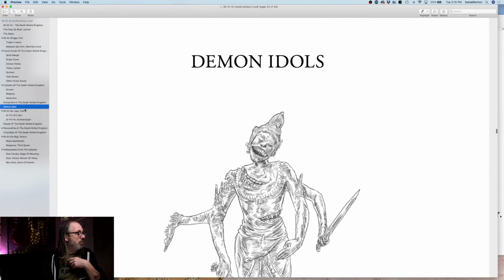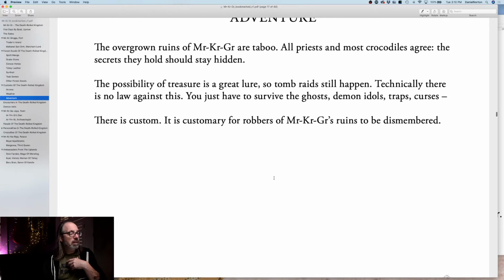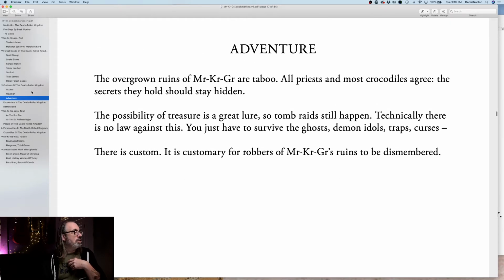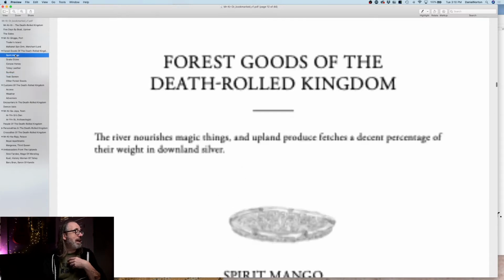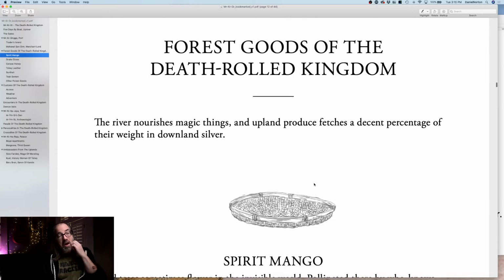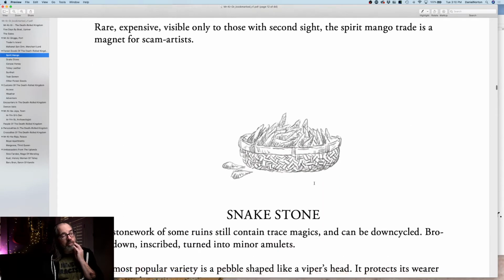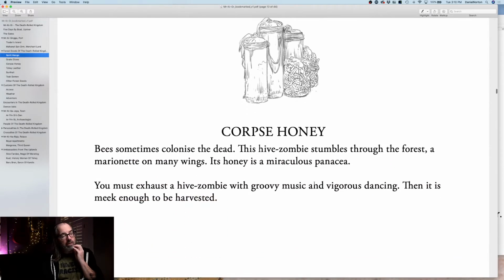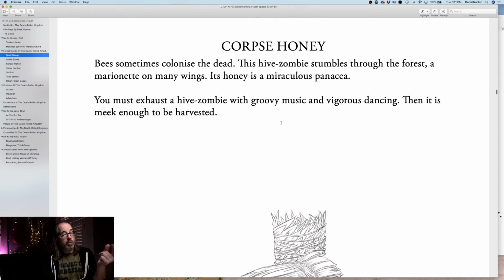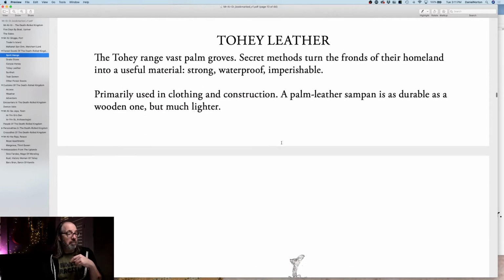So maybe I will do, I have a demon idol already. I'm starting to use the stuff up now. We actually had a fun encounter looking at the different forest goods. So I've already had her run into beekeepers or honey collectors, right? From the corpse honey. So she's already done that once, so that's kind of fun, right?